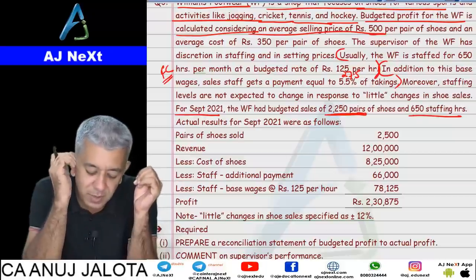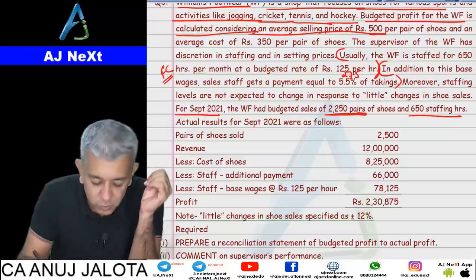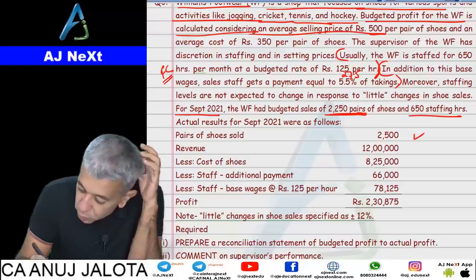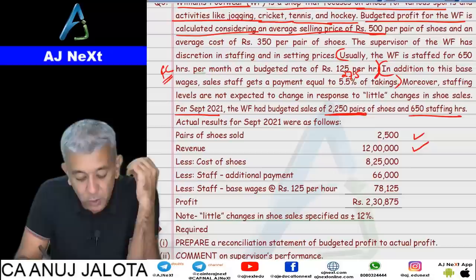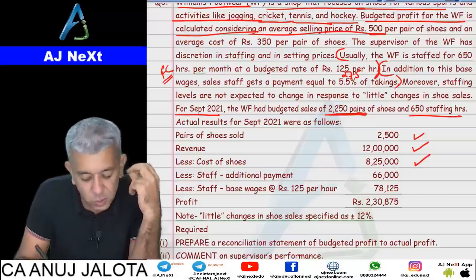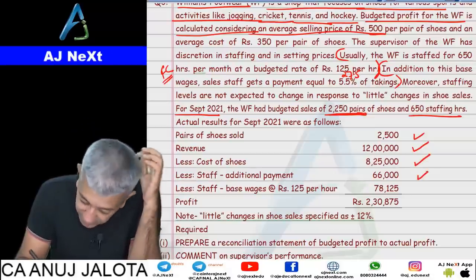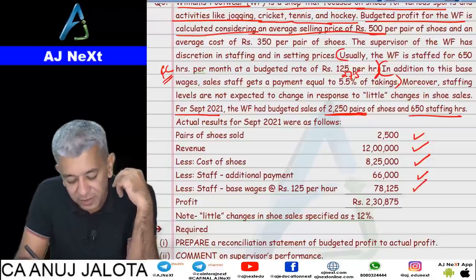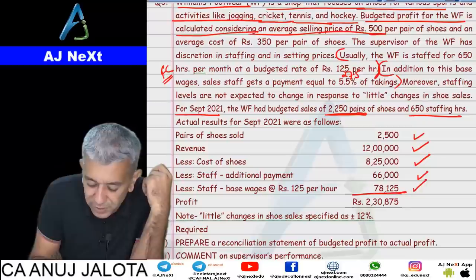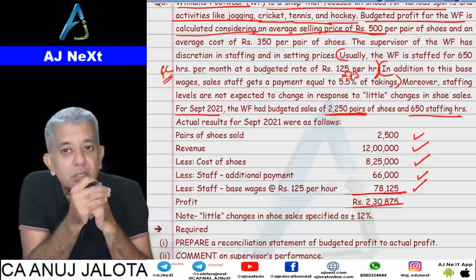Actual results for September 2021 are as follows. Pairs of shoes sold 2500. Revenue 12 lakhs. Less cost of shoe. Staff additional payment. Staff base wages at the rate of 125 per hour. So actual profit in this particular case was 230875.